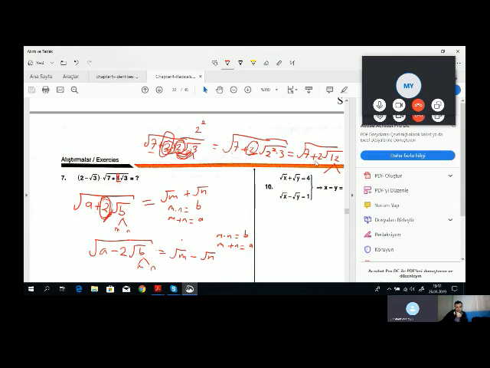Okay, any problem? You can continue, but can you do another example after this?